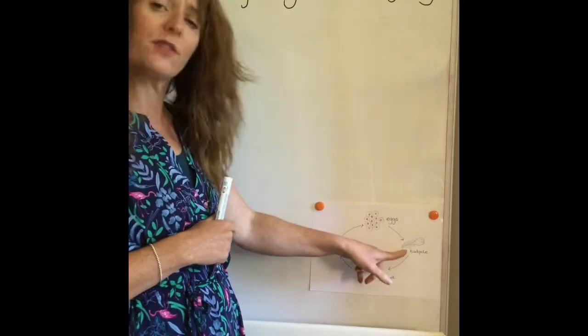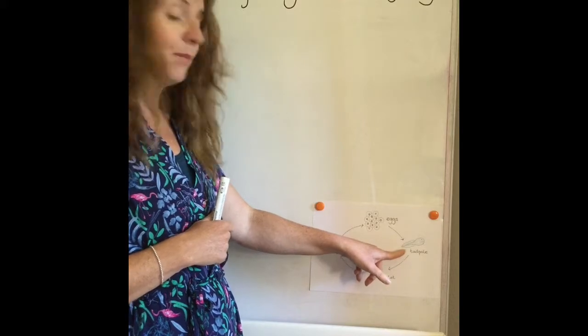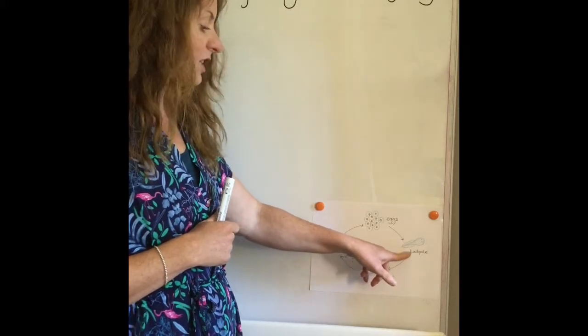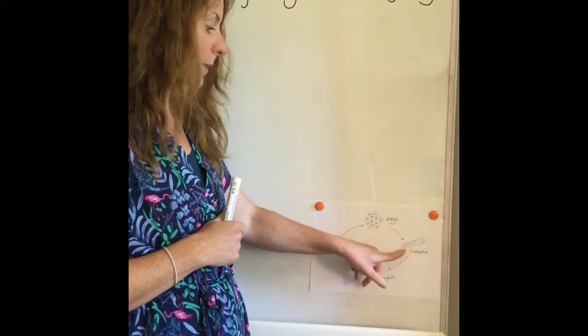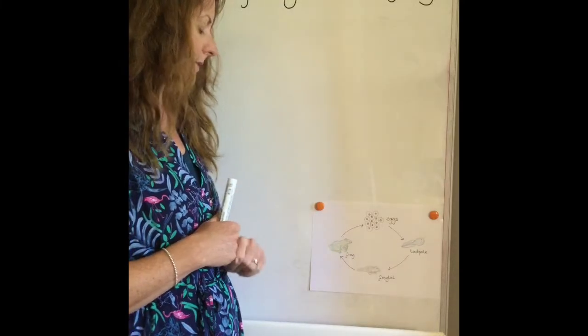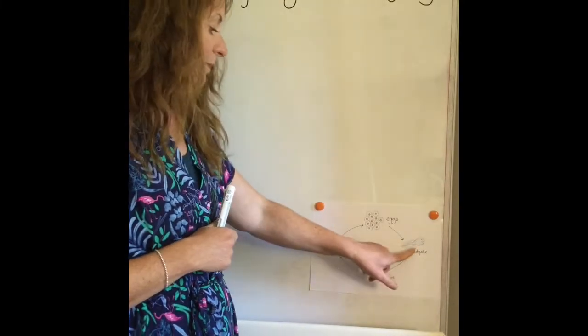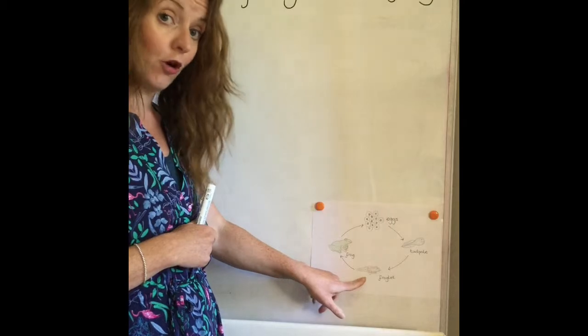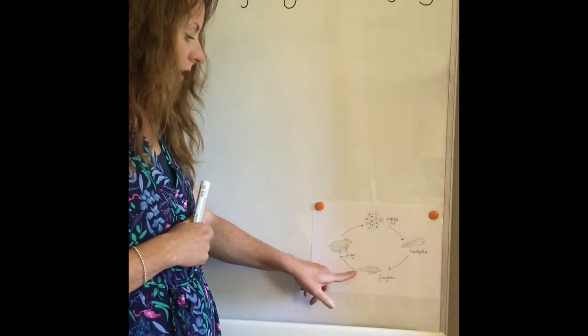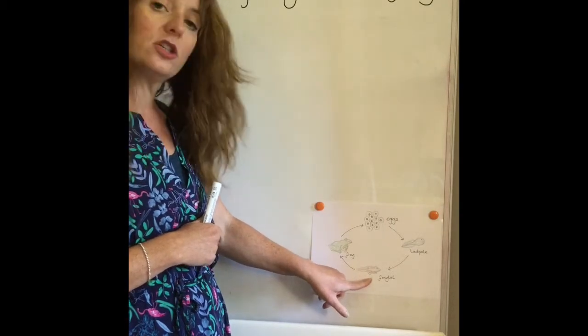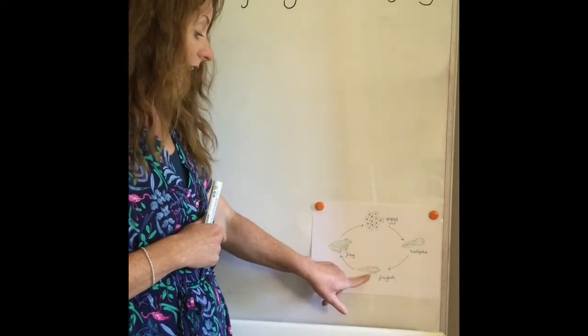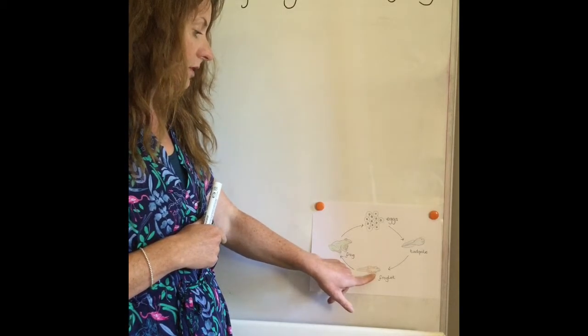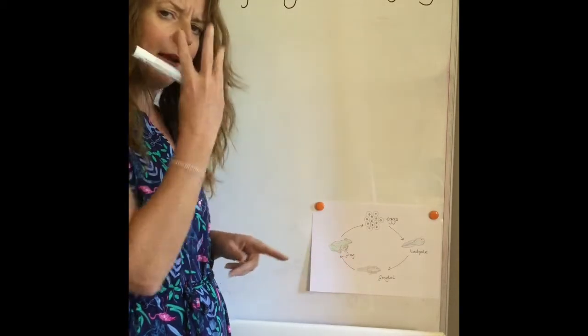And then out of the eggs, tadpoles hatch and they swim around. So they've got big tails but no legs. The tadpoles change into froglets. They've still got tails, but they've started to grow legs and little arms, and their faces are becoming longer.